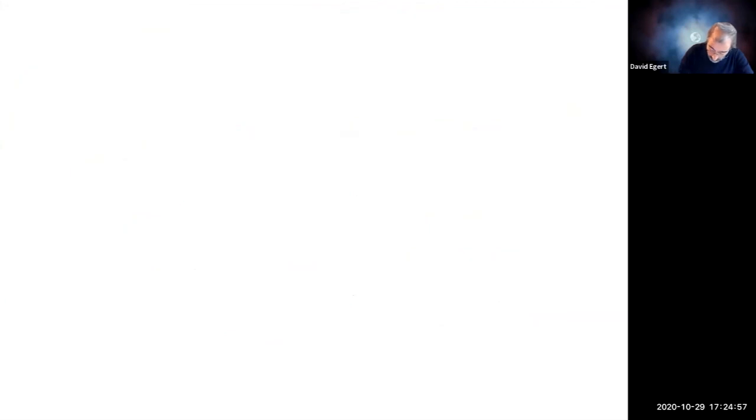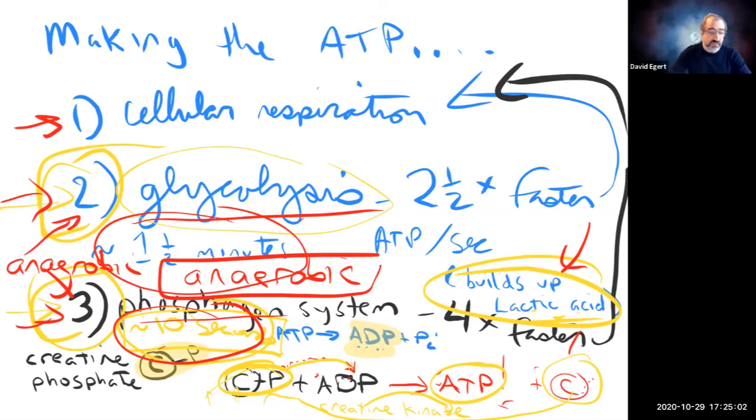So does this make sense? If you've got the time, you'd rather just do cellular respiration. There's no oxygen debt. It goes on.